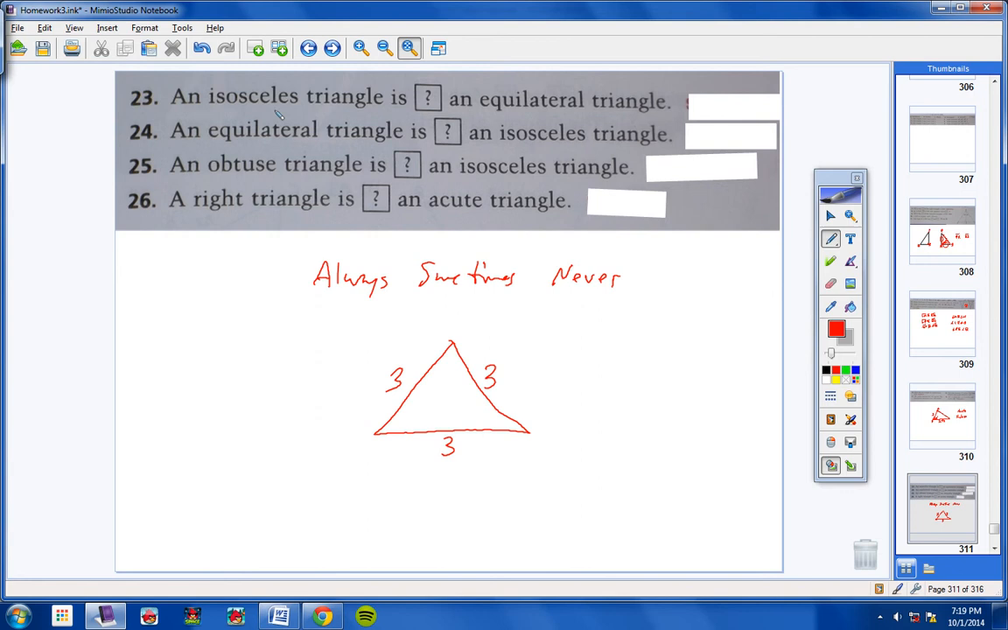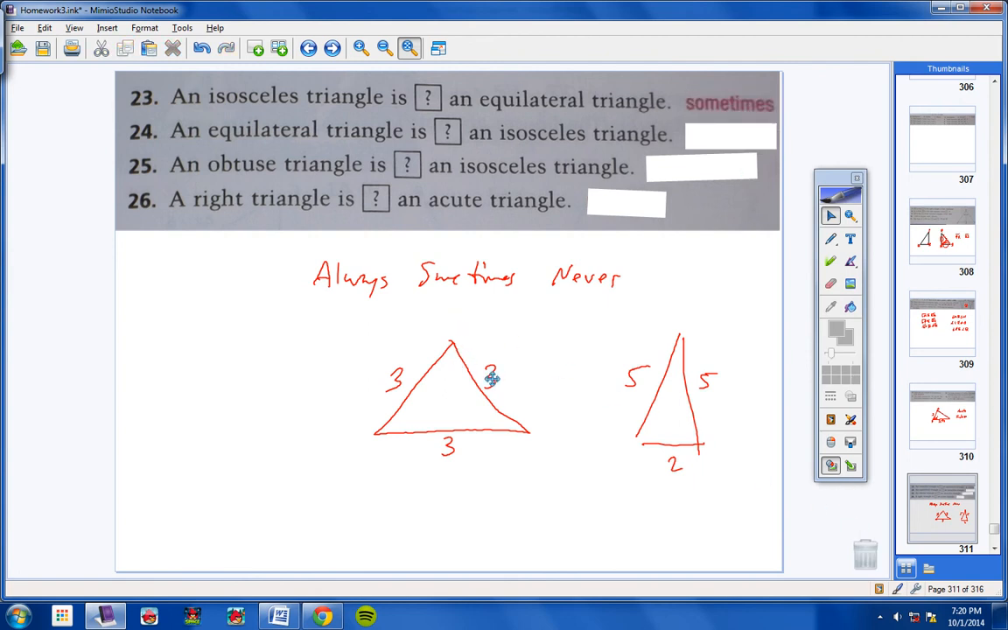Okay, so is an isosceles triangle always an equilateral triangle? Well, no. Sometimes you'll have an isosceles triangle that looks like this: 5, 5, and 2. It's never, no, it's not never, sometimes. Sometimes an isosceles triangle will be an equilateral triangle in a situation like this, and sometimes it won't be in a situation like this right here. Okay? All right. Moving on to number 24.